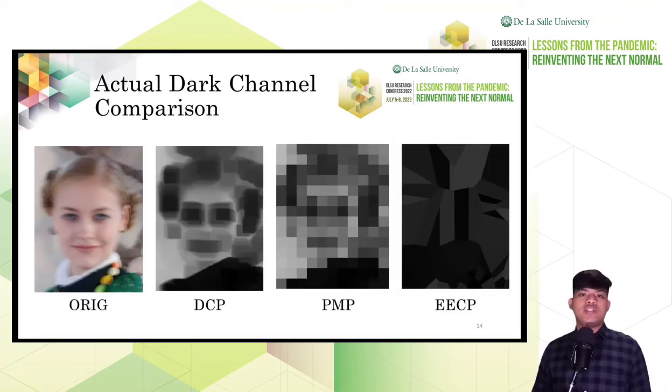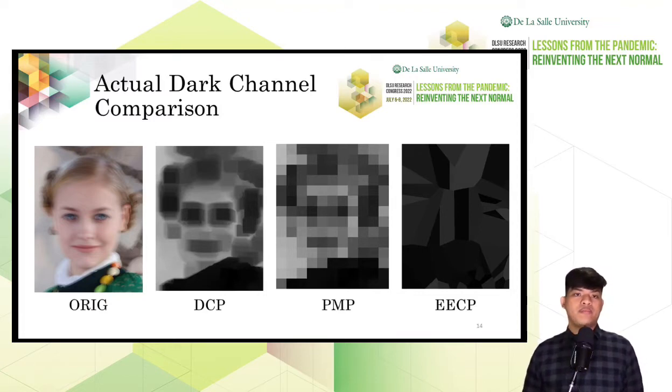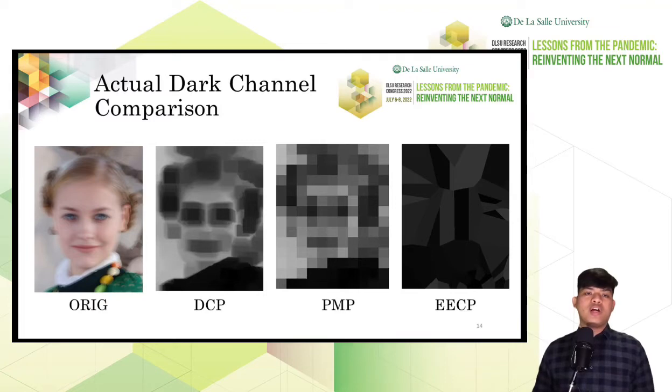In practical images, this is how the dark channels of the dark channel prior, patchwise minimal pixel prior, and the elastic channel priors will look like. As you can see, the dark channel of the elastic channel priors are sparser than the other priors.